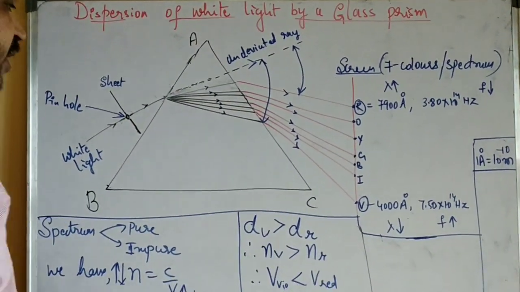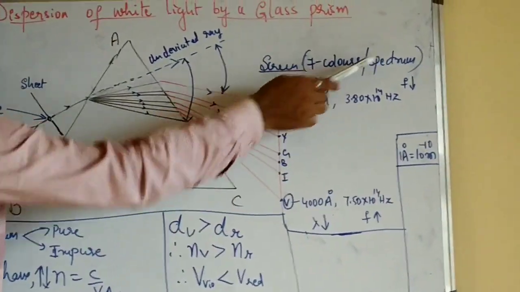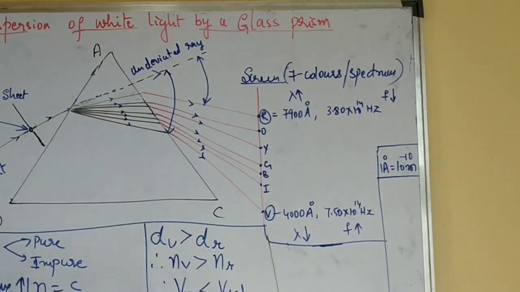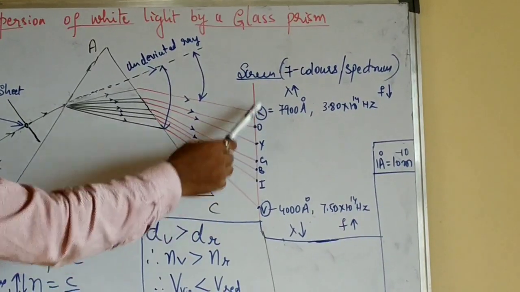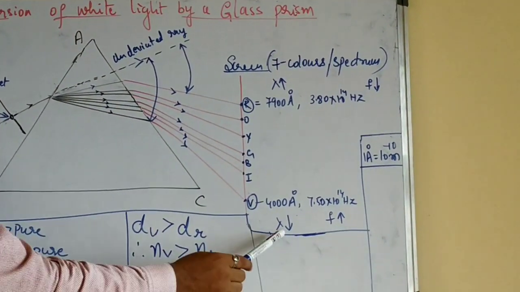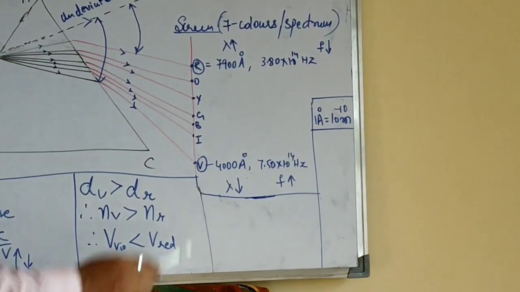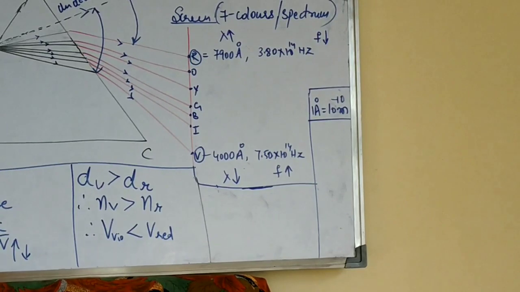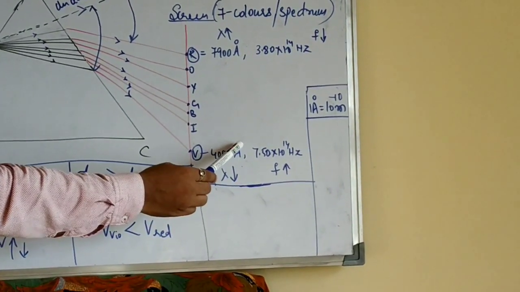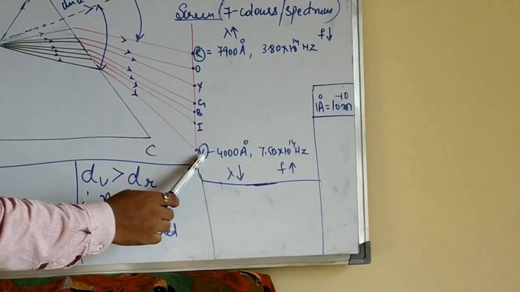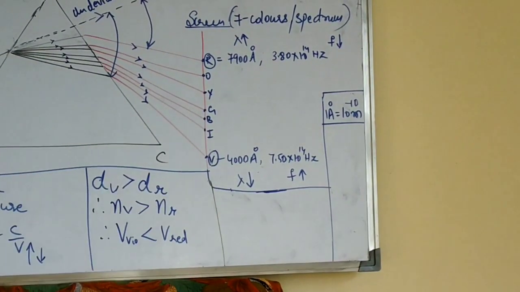Now you can see here, when the spectrum is formed consisting of 7 colors of different wavelength and different frequency also, violet, indigo, blue, green, yellow, orange, red, the violet is having the wavelength, lambda is called wavelength. Now that wavelength is expressed in terms of angstrom. If you write a small 0 above the A, it means angstrom. So for violet you have the wavelength 4000 angstrom.